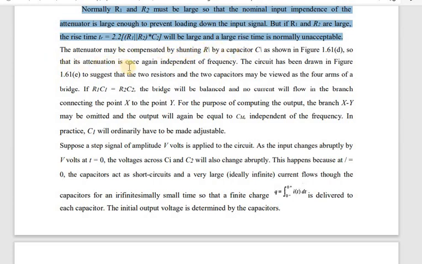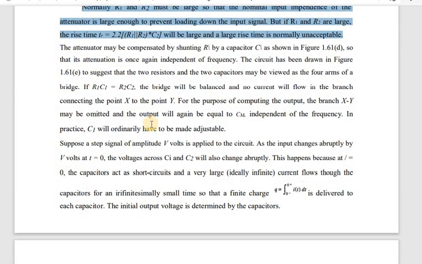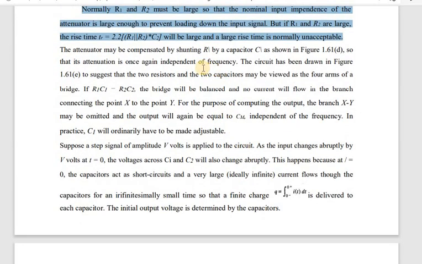So the attenuation is once again independent of frequency, because at this part it was depending on the frequency. Now, to make it independent of frequency, you have to apply one more capacitor near your resistor R1. Now it becomes again independent of frequency.